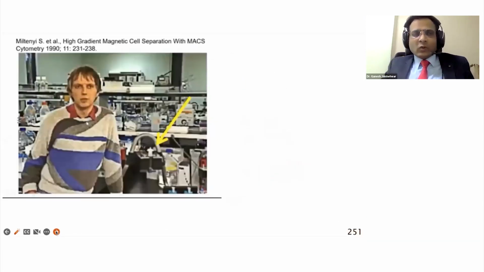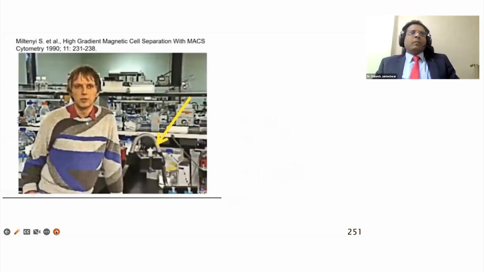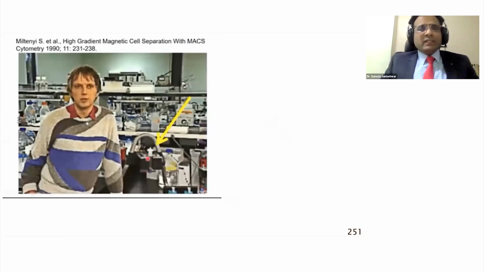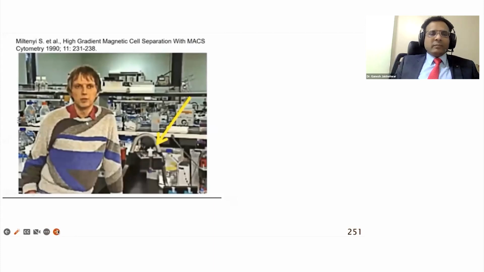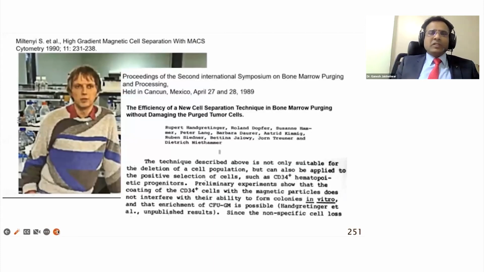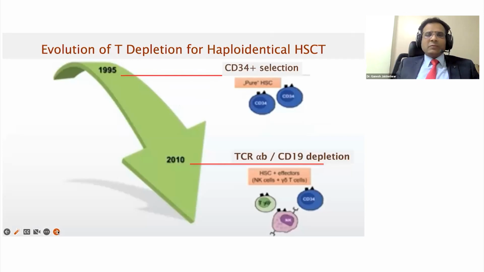Another breakthrough came when Stefano Milteni in the late 90s developed this 1.5 Tesla magnetic separator in the CliniMACS machine, leading to separation. Essentially, this was developed as a purging technique for pediatric solid tumors, but they found that CD34 stem cells can be nicely separated, and this led to the evolution of T-deplete transplant. So we have come a long way in the field of T-deplete haploidentical stem cell transplant.